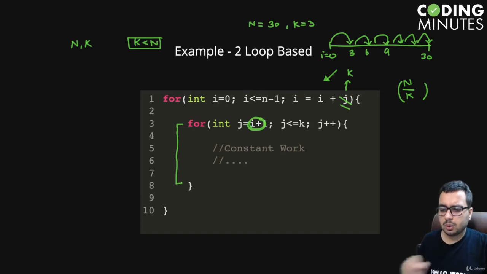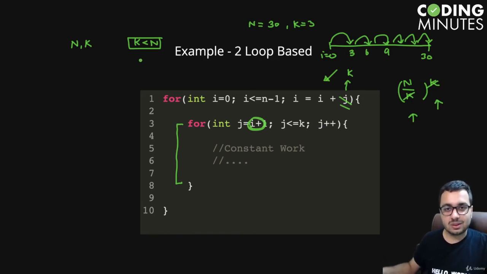And the inner loop, let us assume even if it starts from 0, in the worst case, we can say it is going to run k times. So if the outer loop runs n by k times and the inner loop runs k times, effectively both of them together are going to run order of.